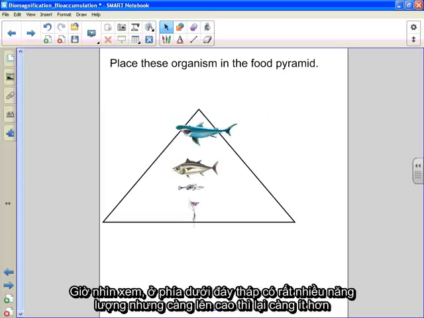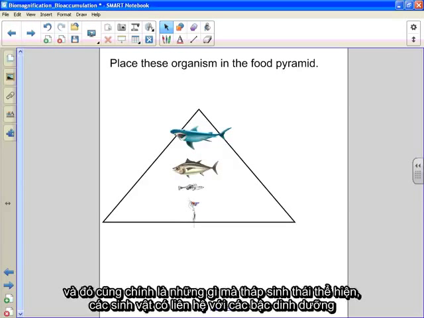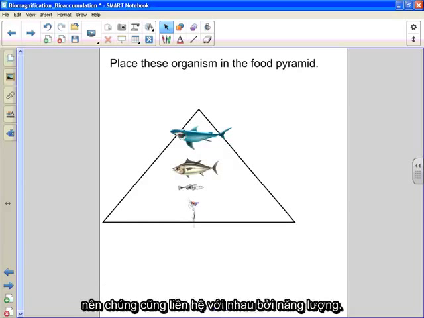Now, there's a lot of energy that's at the bottom. And as I go up, I get less available energy. And that's what my food pyramid shows. And they're all interconnected through the trophic level. So they're all connected by energy.